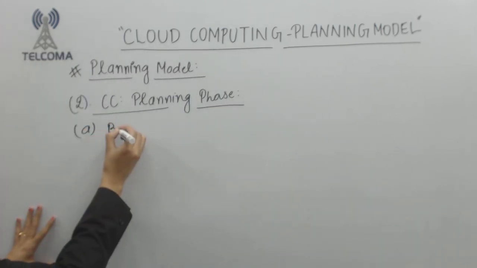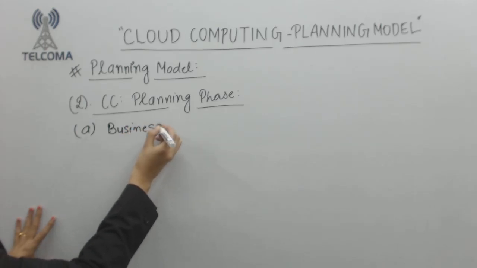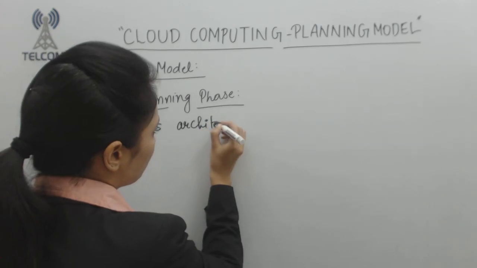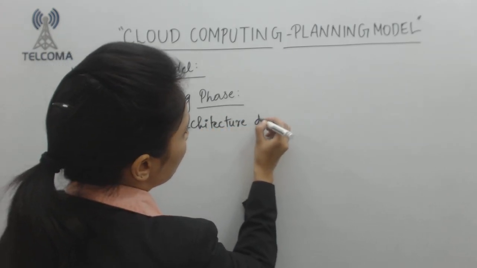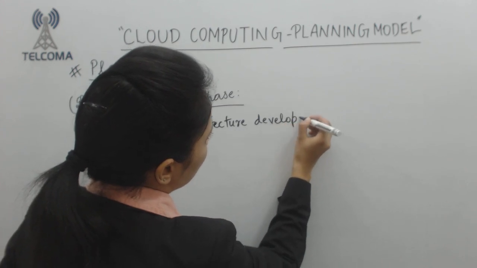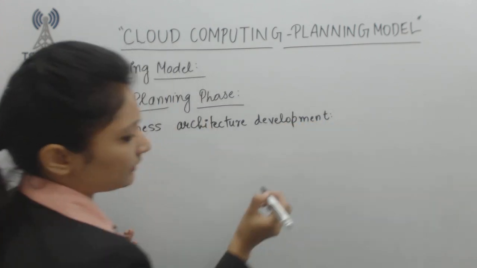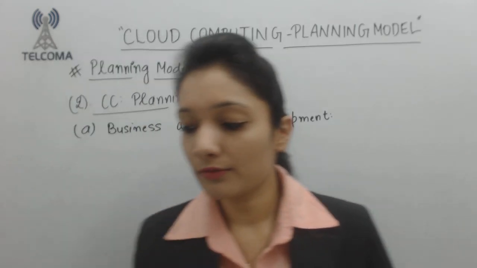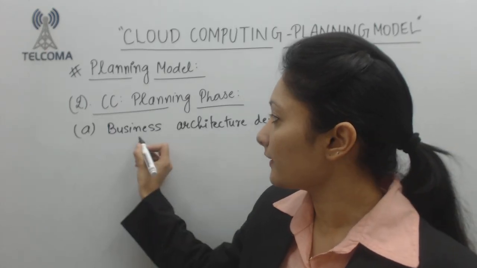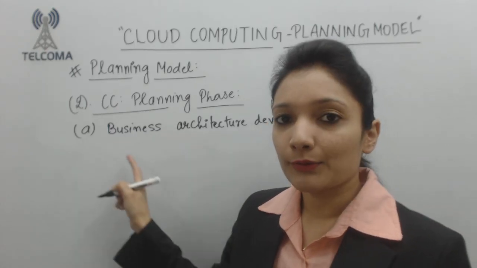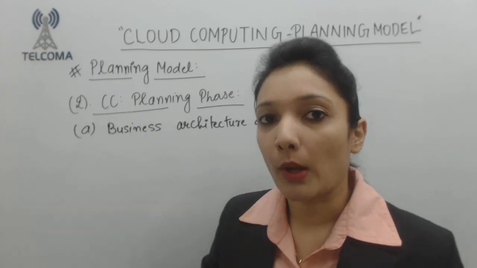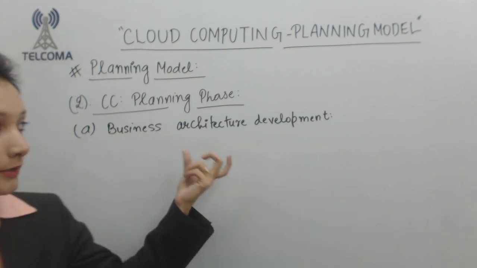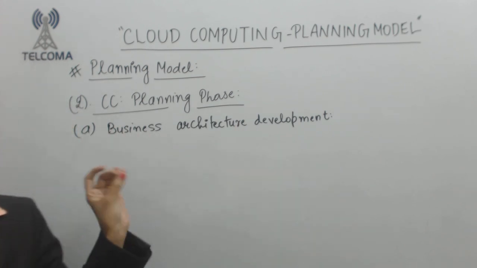First of all is your business architecture development. So here we recognize the risk that might be caused by cloud computing applications from a business perspective. That means what kind of services you're providing through business. According to that, you have to deploy the cloud. So first of all, you have to see the issues, and according to that, business architecture should be developed.